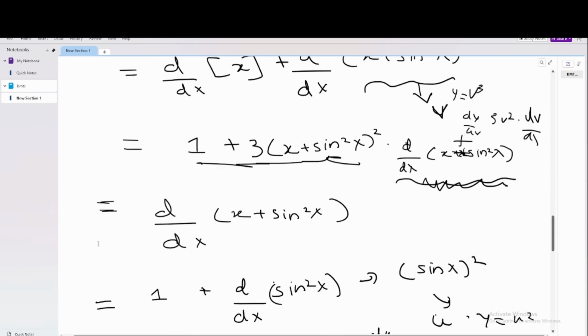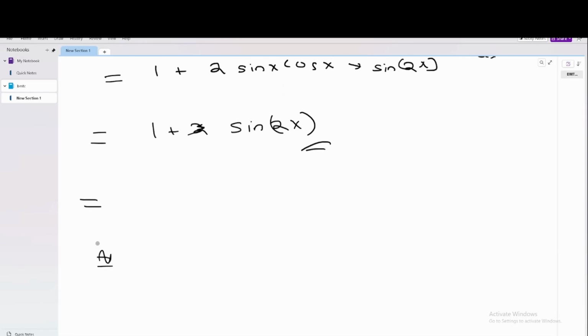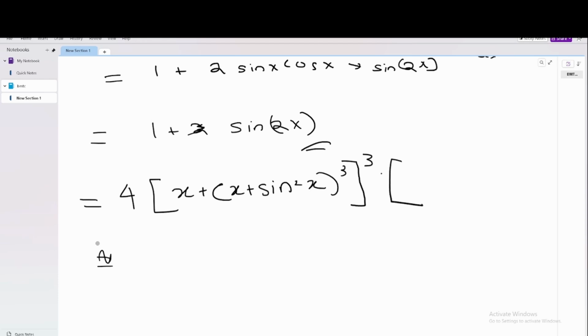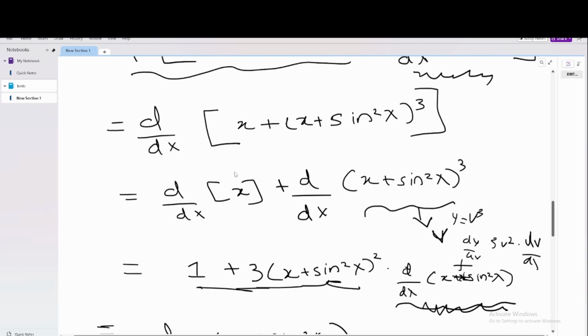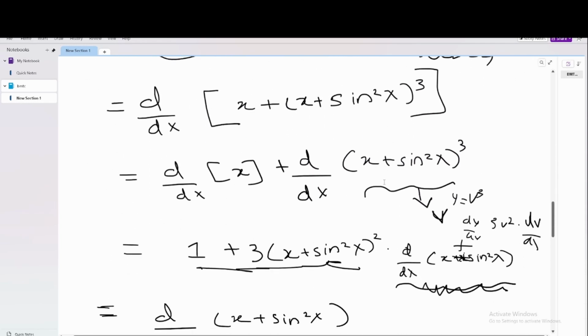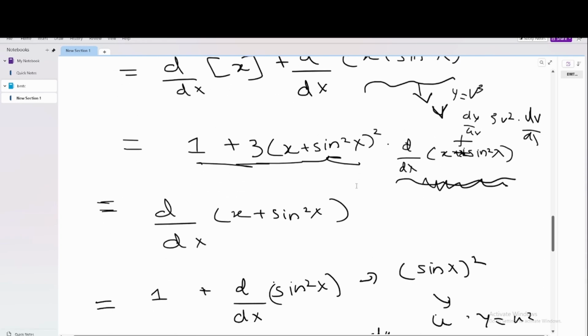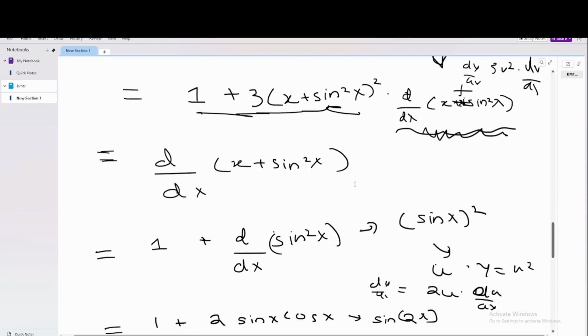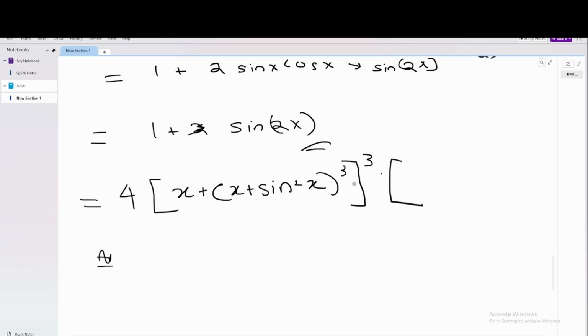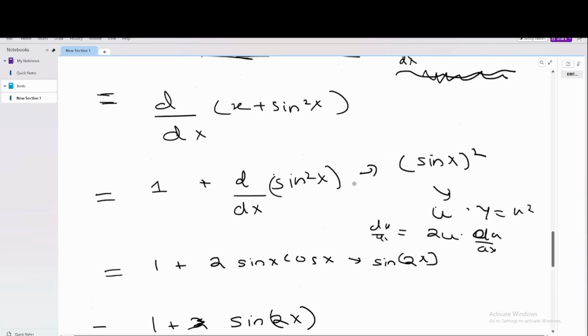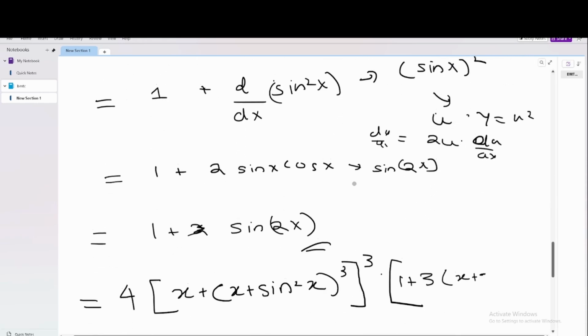So we can rewrite the whole term like this: 4 into (x plus sine square x) into the next term, this big term, 1 plus 3 into (x plus sine square x) whole square.